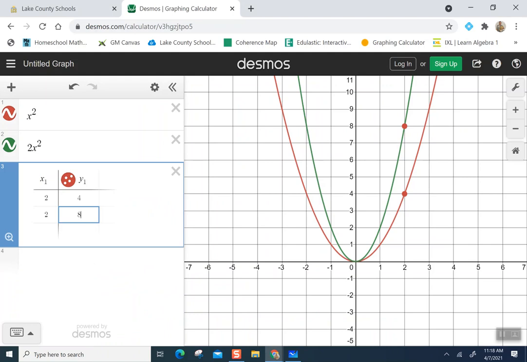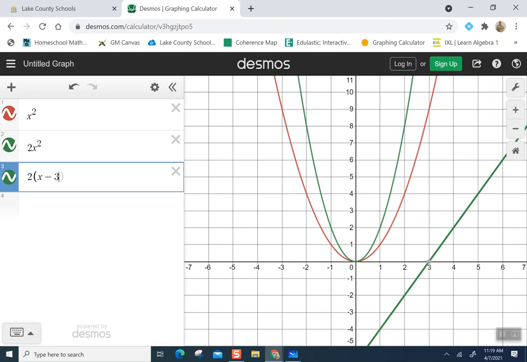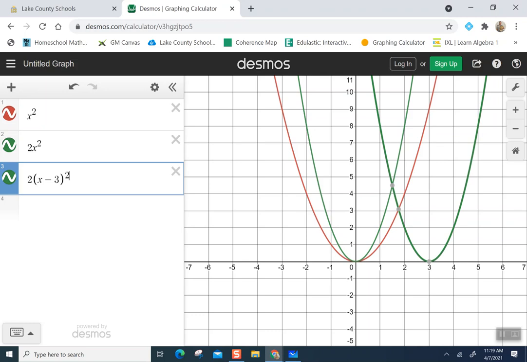So I'm going to come over here. Let's get rid of these dots because I really don't need them right now. And now I want to leave this one alone, and I want to do 2 parentheses. My fingers aren't big enough. x minus 3, close parentheses. This time I want a squared, and then I want a plus 1. Now notice what happened to my graph.